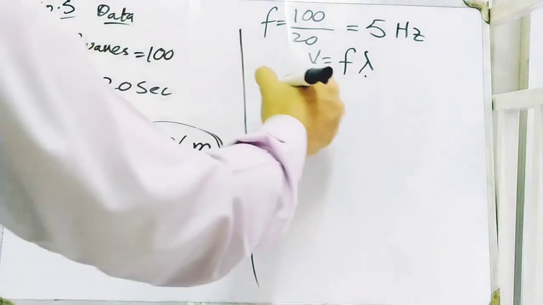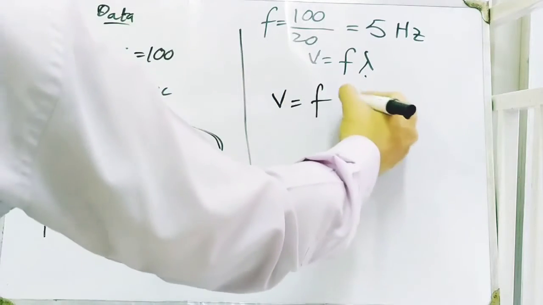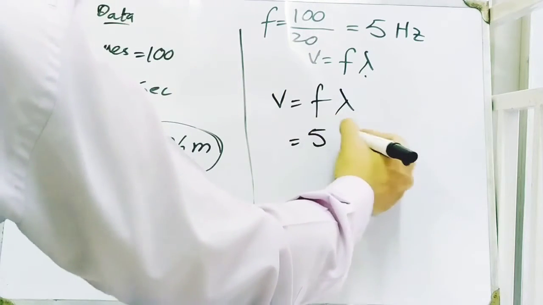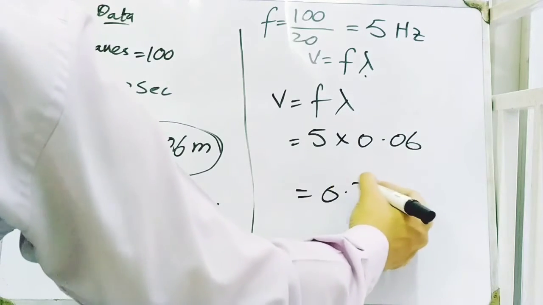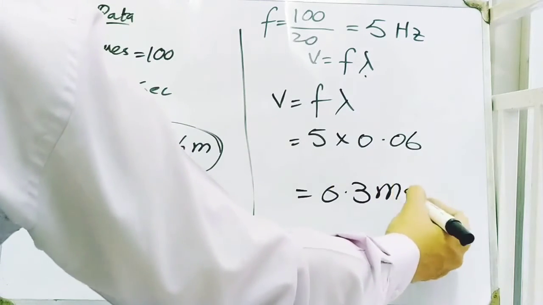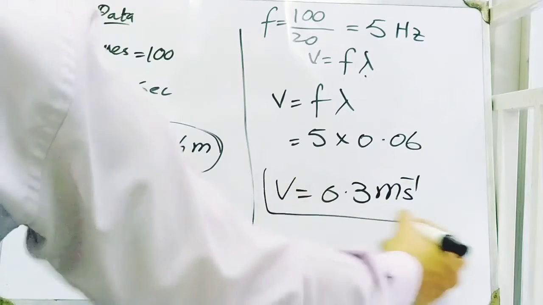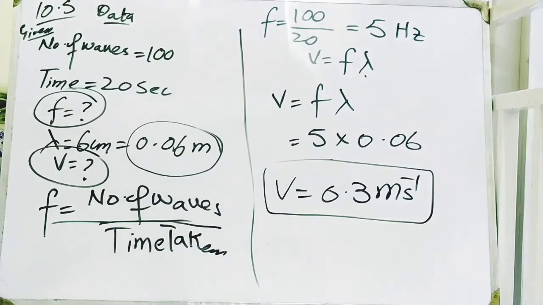So V is equal to F lambda. F is 5 and lambda is equal to 0.06 and the answer will be 0.3 meter per second. This is the solution for numerical number 10.5.